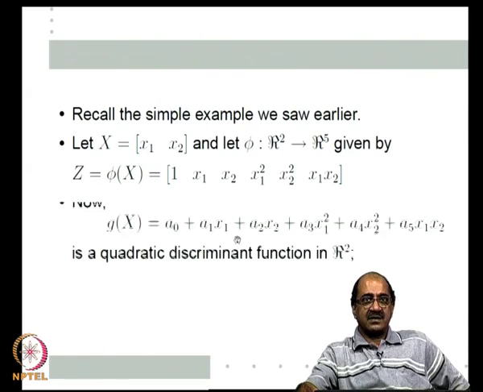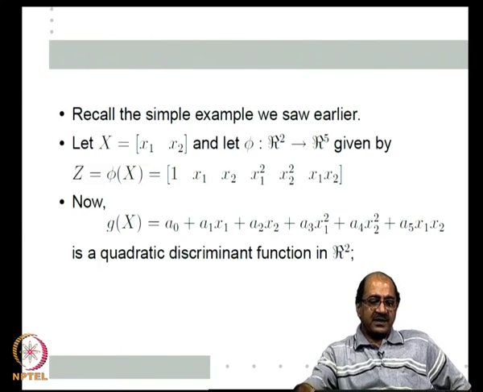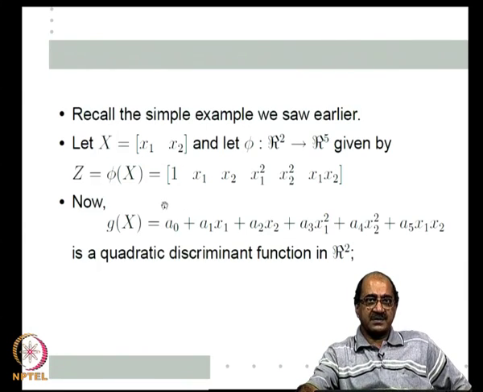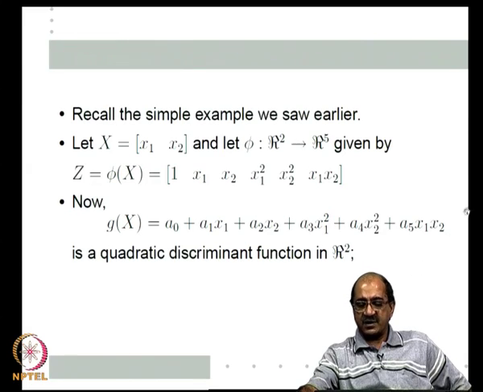Now, the main idea is that if I look at a function of x, the 2-dimensional vector x, which is a0 plus a1 x1 plus a2 x2 plus a3 x1 square plus a4 x2 square plus a5 x1 x2, then this is a quadratic discriminant function in the original 2-dimensional space, right, because it has quadratic terms in the feature components.